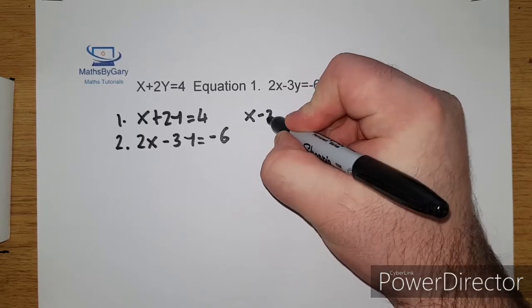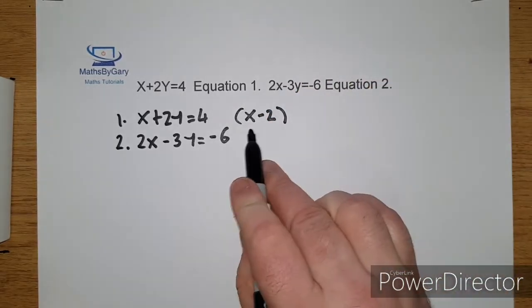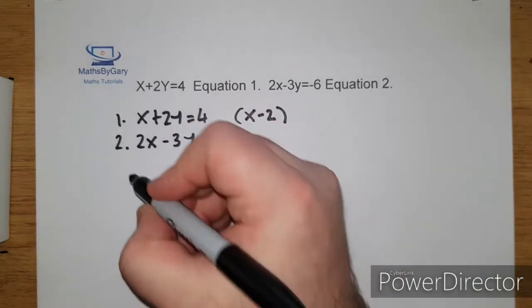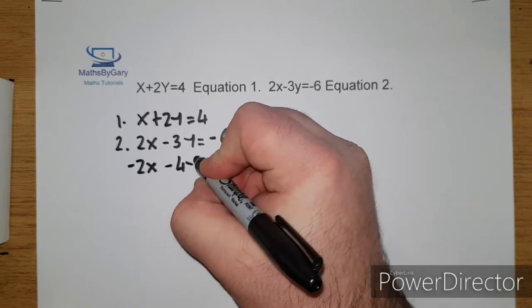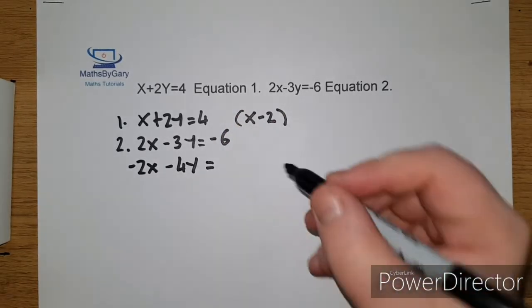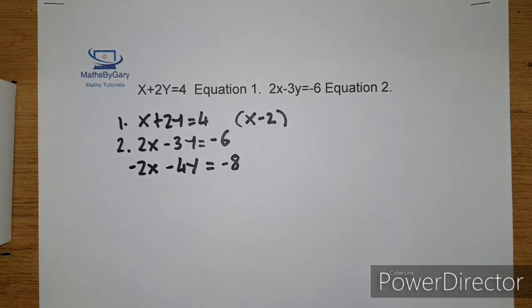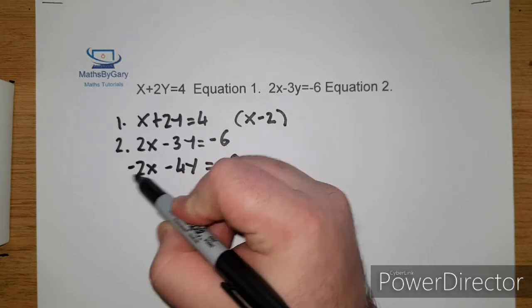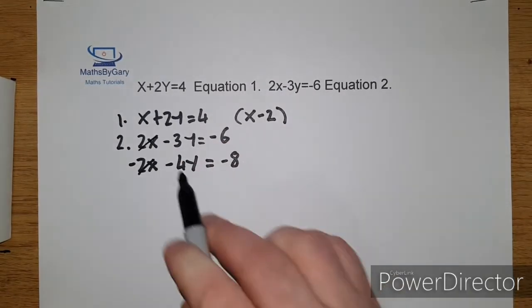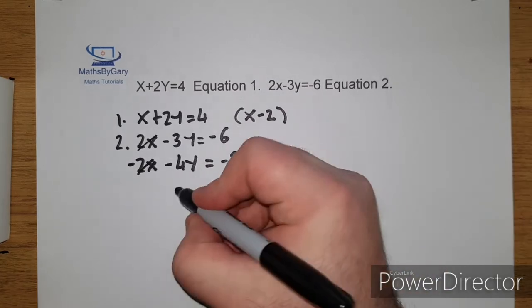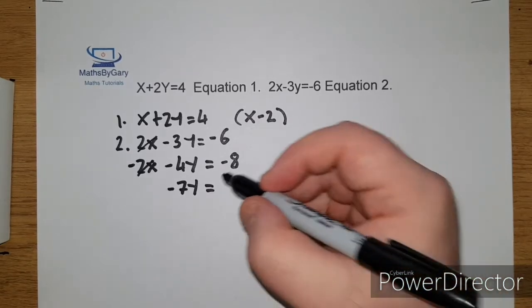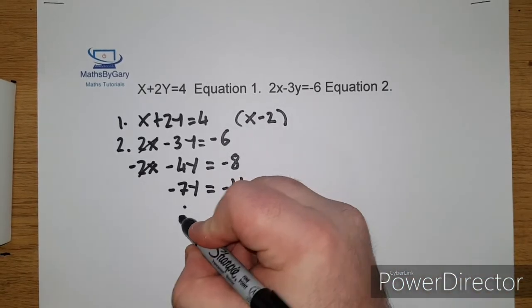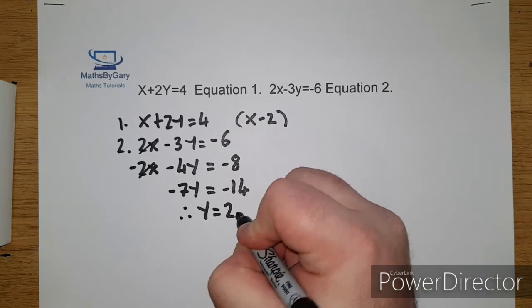So we can multiply the whole of equation 1 by minus 2. So x times minus 2 gives us minus 2x, 2y times minus 2 gives us minus 4y, which would equal 4 times minus 2, which gives us minus 8. We can then add the two equations together. 2x plus minus 2x simply cancels out. Minus 3y plus minus 4y will give us minus 7y. And then minus 6 plus minus 8 will give us minus 14. Therefore, y becomes positive 2.